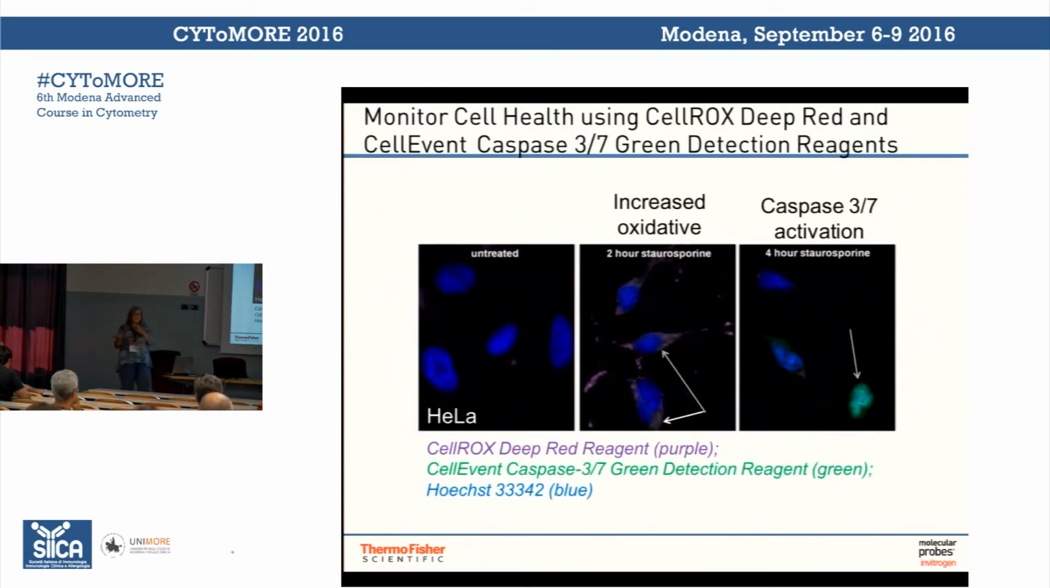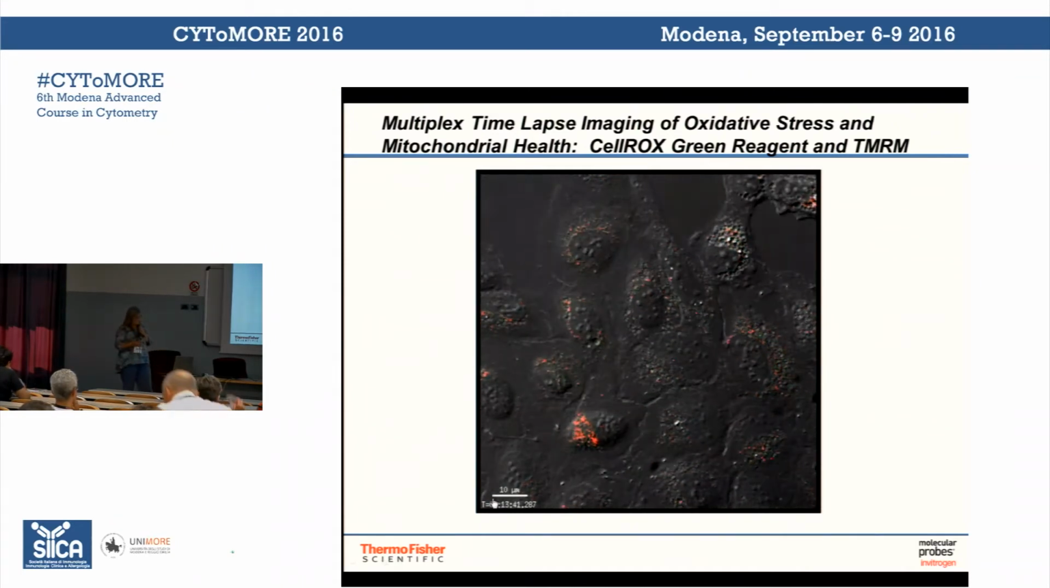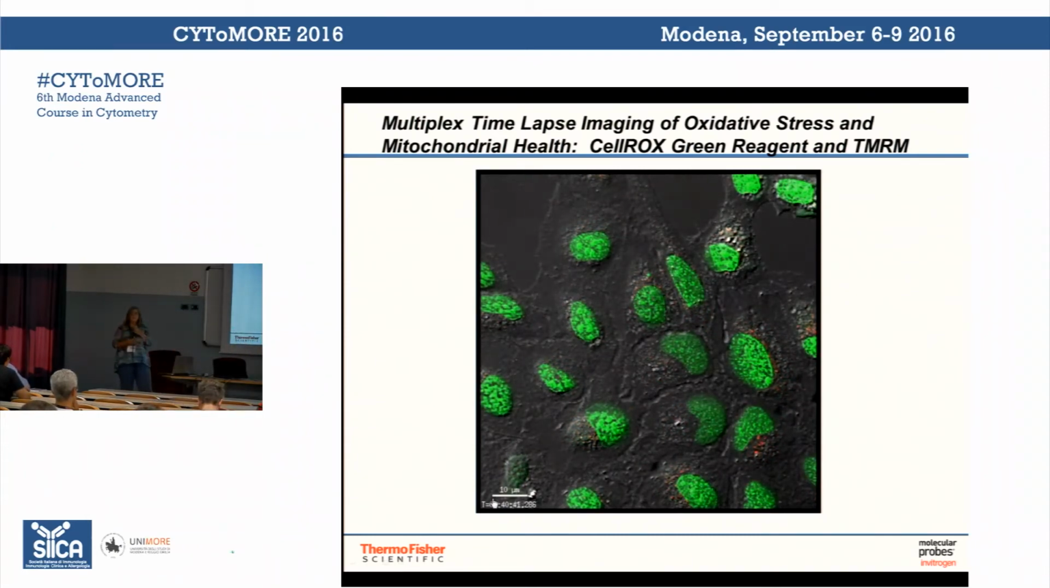You can combine things like CellROX for ROS detection with caspase, and this is an example untreated. Here we have Hoechst as a nuclear label, and with staurosporine treatment, at 2 hours we see the CellROX reagent come up, and then after 4 hours we're starting to get expression of the caspase. So this is a movie showing the mitochondrial health probe, and it's very healthy, and it goes away as the caspase comes up.